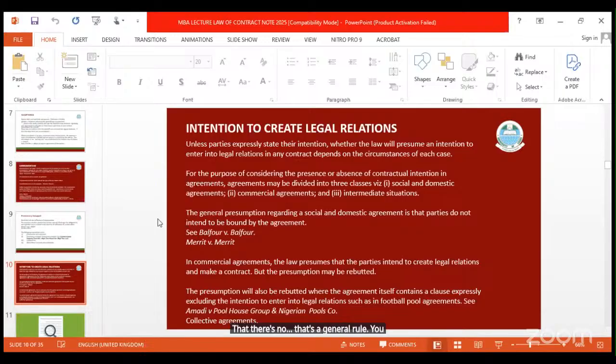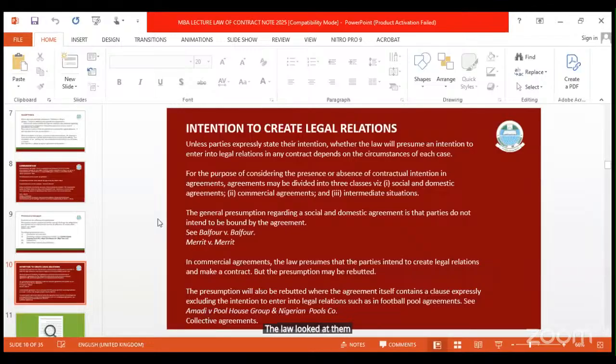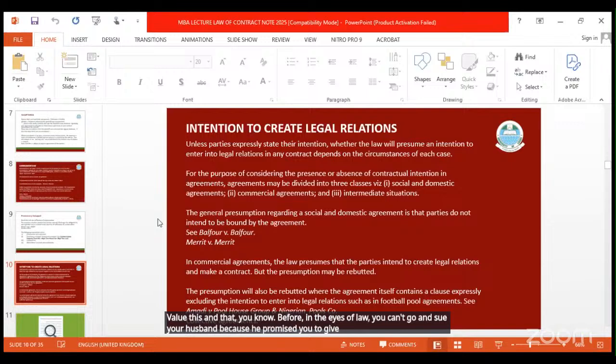When they say general rule, it means that there are exceptions. But take husband and wife, for example: when they're living together, the law looks at them as just lovers. So all these promises, I will buy you this and that, take you to London, in the eyes of the law, you can't go and sue your husband because he promised to give you this and didn't give. You can't sue your husband as long as you're together as husband and wife.